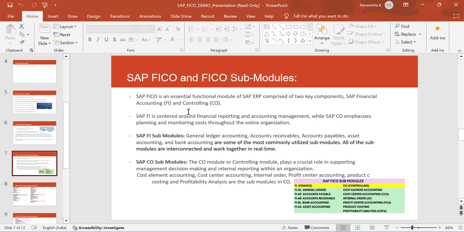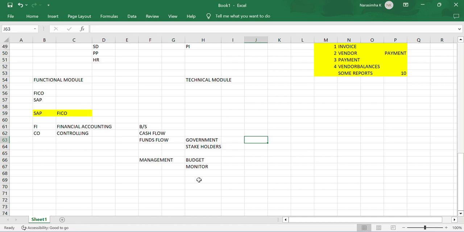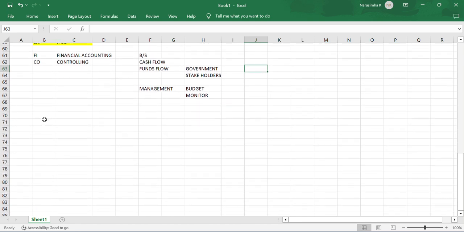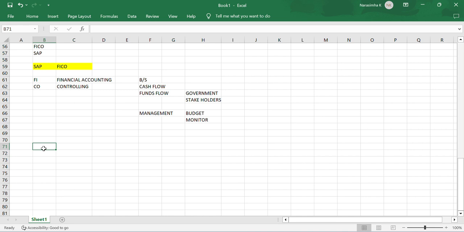Coming to submodules. SAP FI submodules. If you see the FI, there are some submodules. General ledger, accounts receivable, accounts payable, asset accounting, and bank accounting. Okay, these are the FI submodules.